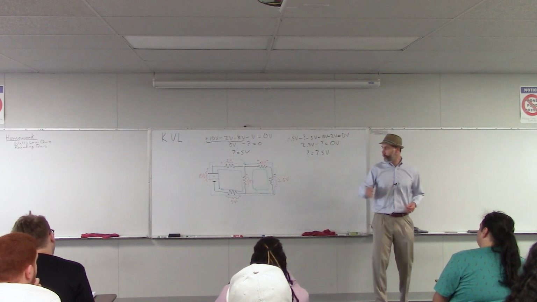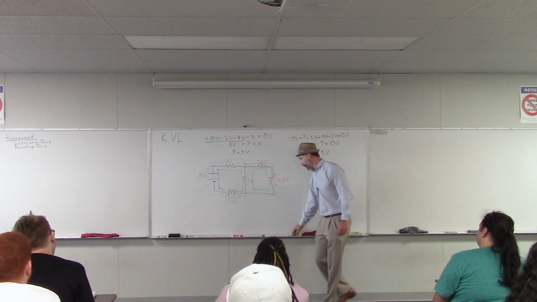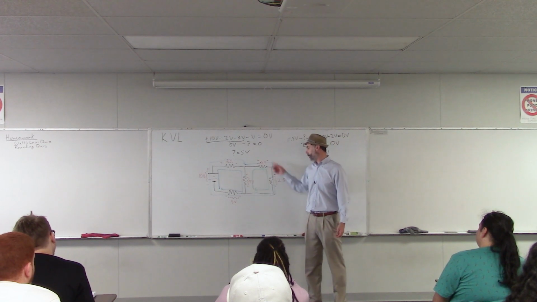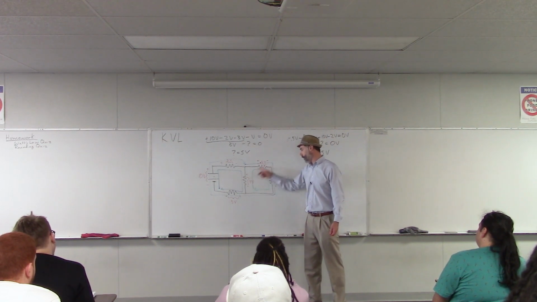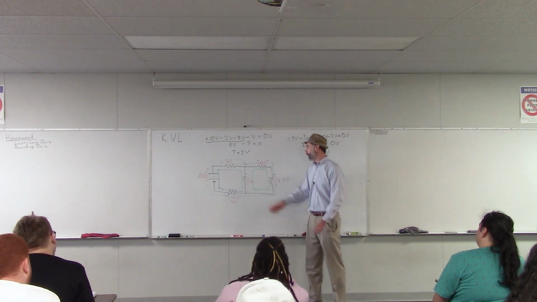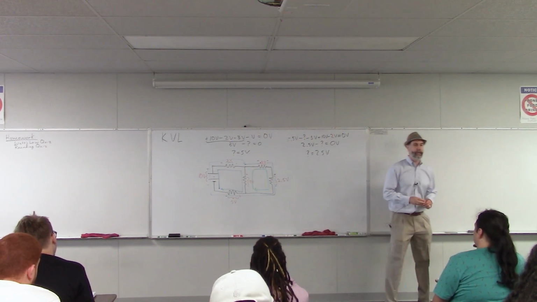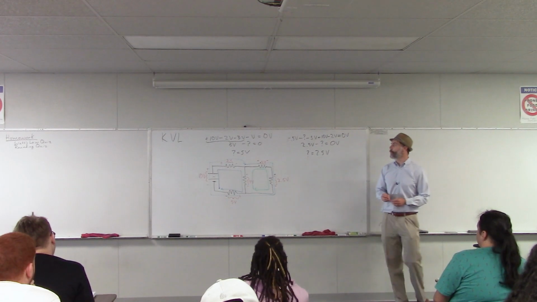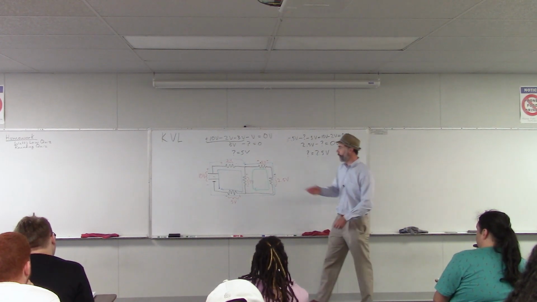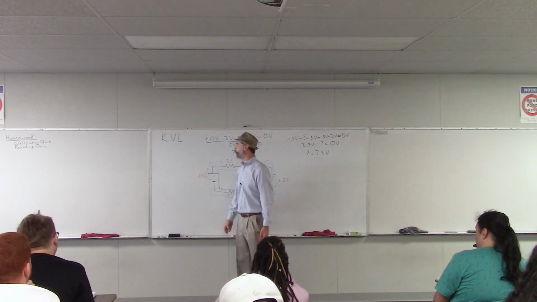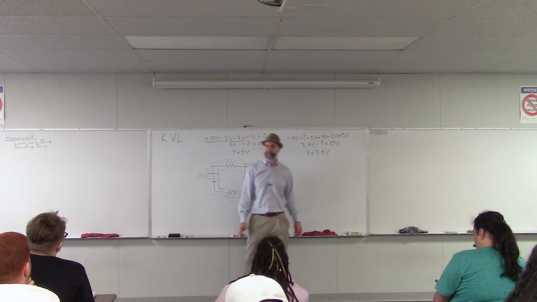So you can draw different loops in different places, but as long as it's a loop which starts and ends in the same place, the voltages around that loop should add up to 0. And what law is this called? Kirchhoff's voltage law, abbreviated KVL, because nobody remembers how to spell Kirchhoff. I know I don't.